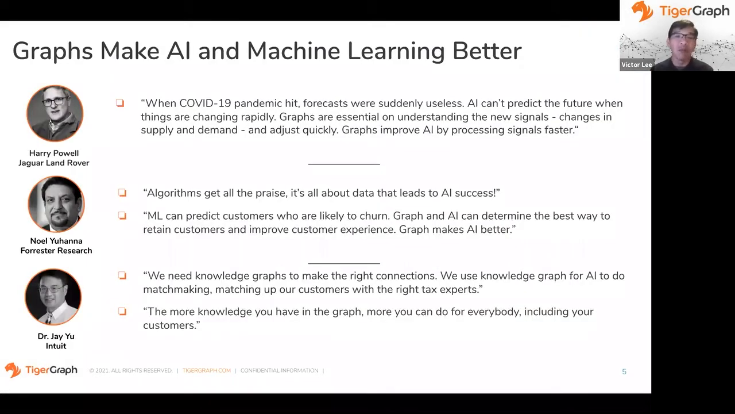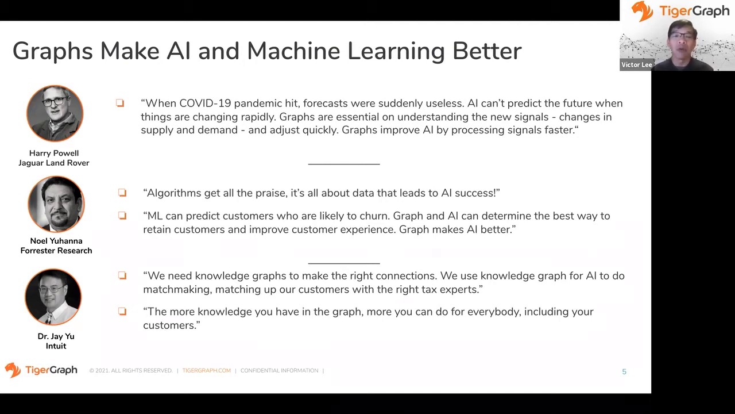At the recent Graph+AI Summit conference, 3 industry leaders all made their comments about why for them, graph and the combination of graph with AI and machine learning was essential. Harry Powell from Jaguar Land Rover commented that when COVID-19 hit, that all their forecasts went out the window. They had to start over and understand this new reality. The way to understand that reality was to use graph analysis.